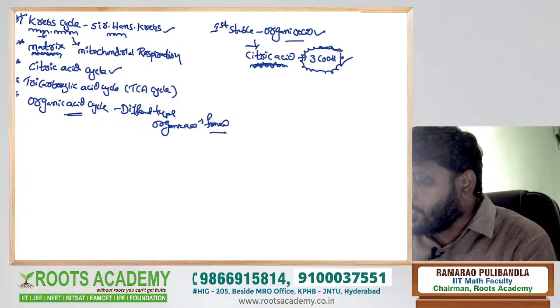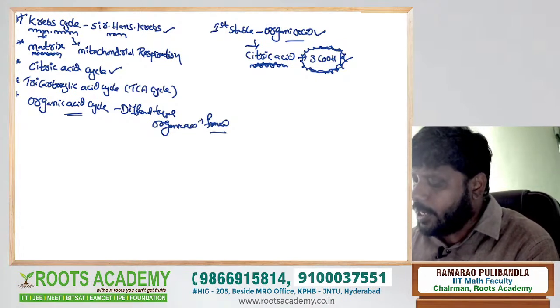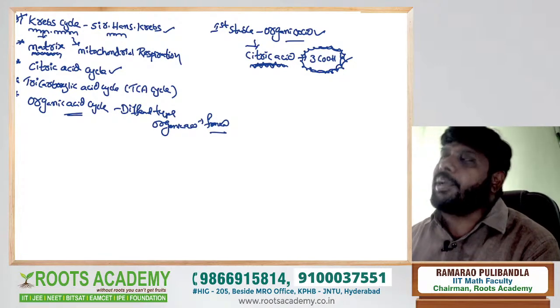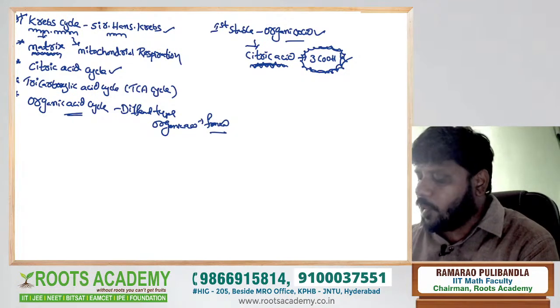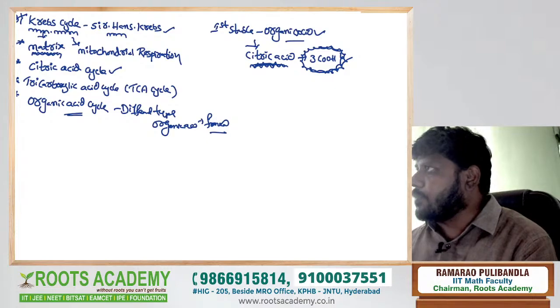Citric acid structurally consists of 3 carboxylic groups. That's why it is called the TCA cycle. Many organic acids are formed. That's why the cycle is also called the organic acid cycle.